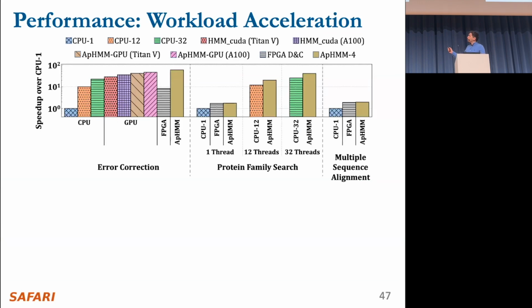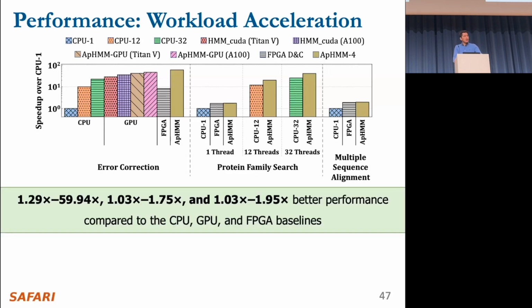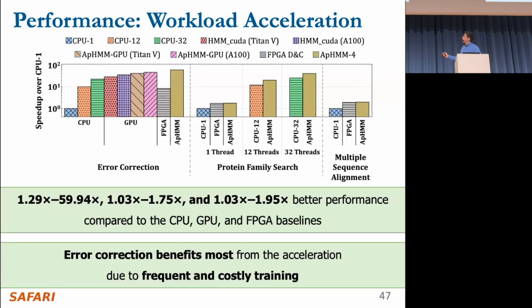We also look at the workload acceleration, in a similar figure, speed up over single-threaded CPU. We have different workloads here, using multi-threaded and also different baselines. Again, for end-to-end acceleration of these workloads, specifically for error correction, because it really uses the training a lot, we achieve significant speed up. And for other workloads, since it constitutes around 50% of these workloads, we can also achieve almost 2x for accelerating these workloads.